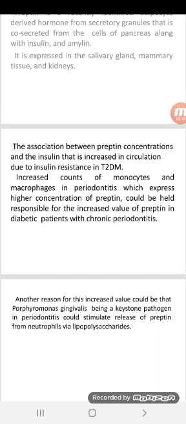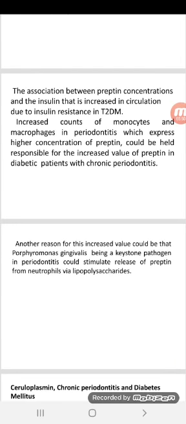Association between preptin concentration and insulin, because insulin resistance occurs in type 2 diabetes mellitus. Increased count of monocyte and macrophage in periodontitis, which express higher concentration of preptin, could be held responsible for the increased value of preptin in diabetic patient with chronic periodontitis.